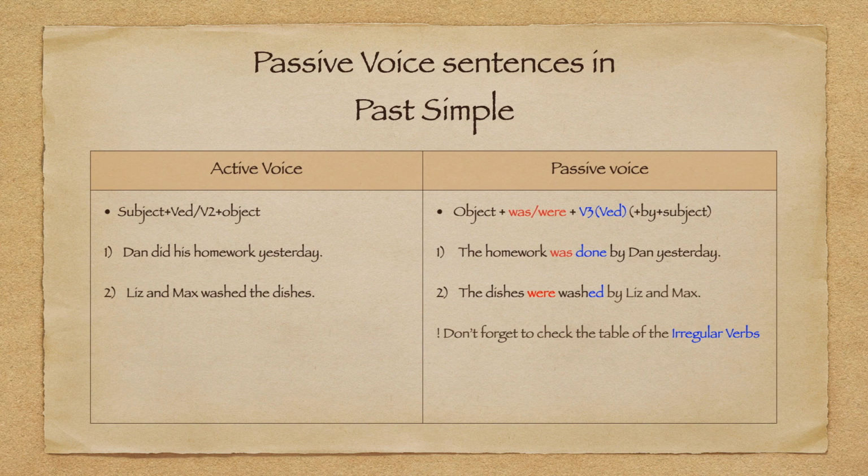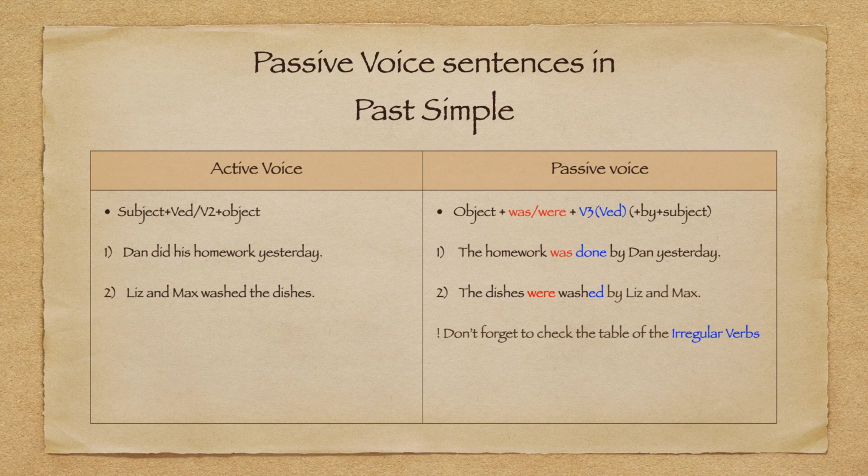First example, the homework was done by Dan yesterday. So there was only one homework, so we put was. The second sentence, the dishes were washed by Liz and Max. So several dishes, not only one dish, there were probably more than one dish. As you can see, done came from do, because do is an irregular verb. So we convert do into done in the first sentence.